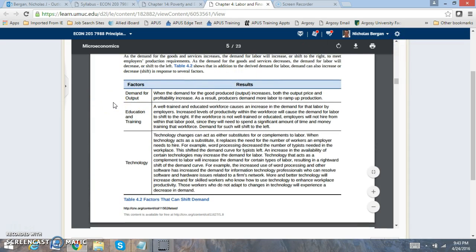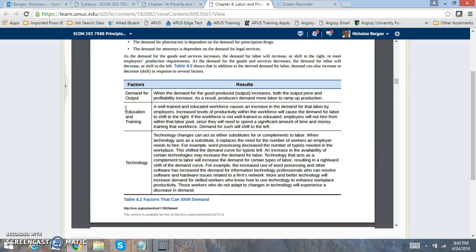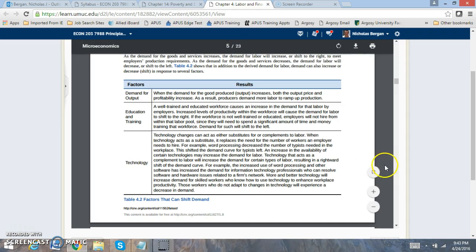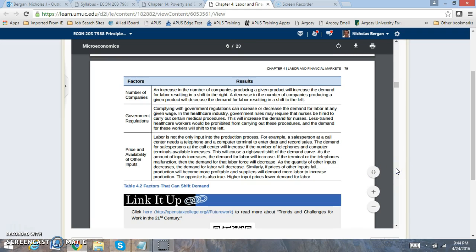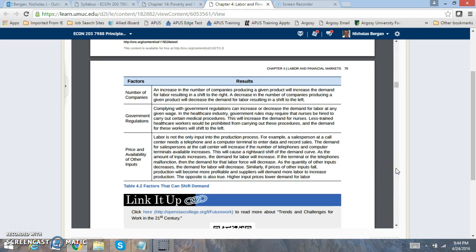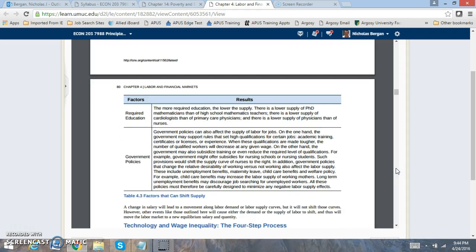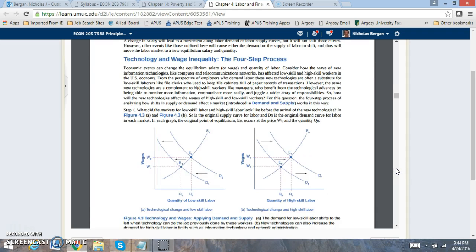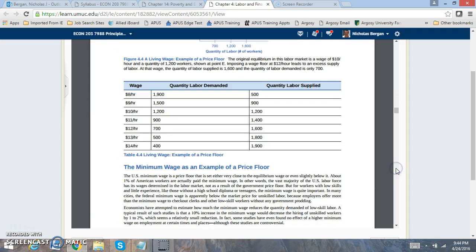You have demand for output, education and training, technology. All of these will cause changes in markets, and specifically in demand and supply. Number of companies, government regulations, and price and availability of other inputs. Then you have required education and government policies. Then we look at what will cause the supply to be a factor. And there are many supply factor shifts as well.